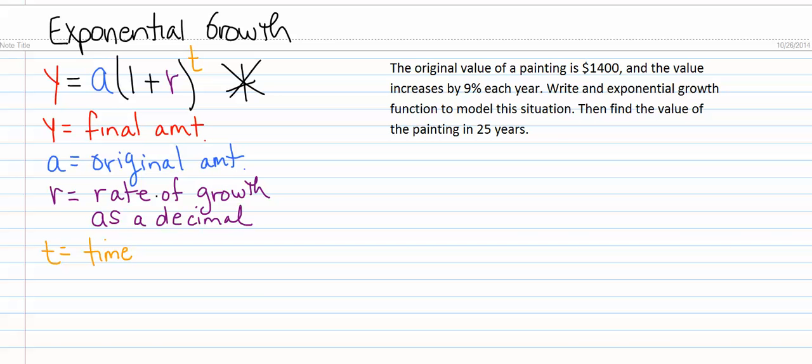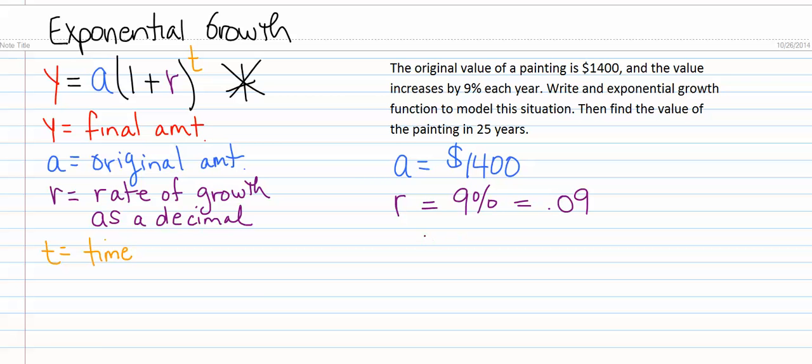It says the original value of a painting is $1,400. So that would be our A. A equals 1,400, the original amount. And the value increases by 9% each year. So I see that percentage, I think of that as a rate. Rate equals 9%, and as a decimal, I have to move my decimal point 2 places to the left, so that would be 0.09 as a decimal.